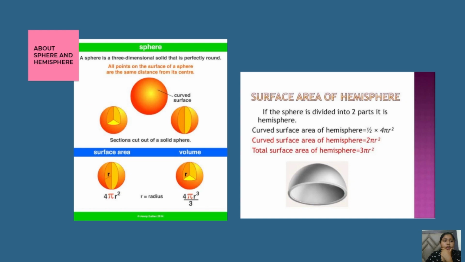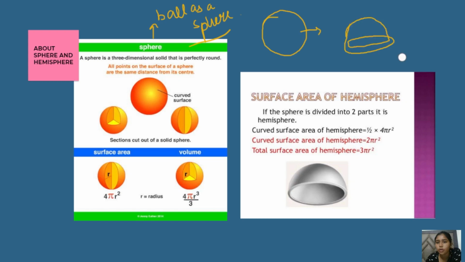So what is the sphere and hemisphere? Basically they are both interlinked with each other. The sphere is like this. I'm drawing a circle here, but a sphere is something 3D. You can consider a ball as a sphere. You don't have to consider a cutout of a circle as a sphere. A ball is considered as the sphere. So when you cut this ball, it will appear something like this. I have not drawn it properly, but when you cut a ball, it will appear something like this, the half of the ball.